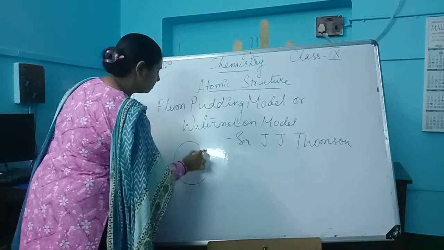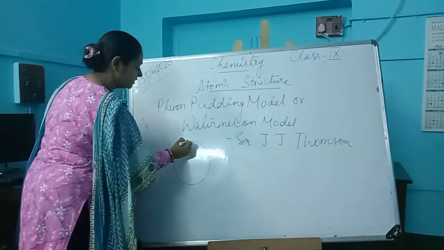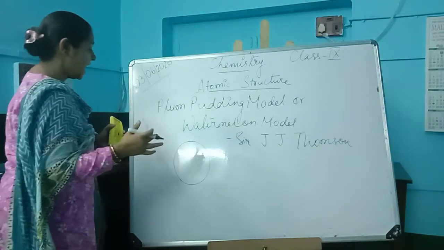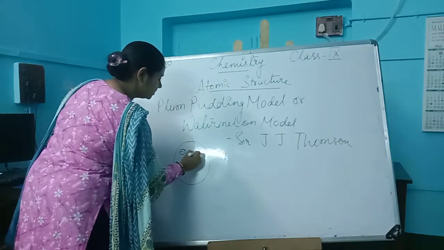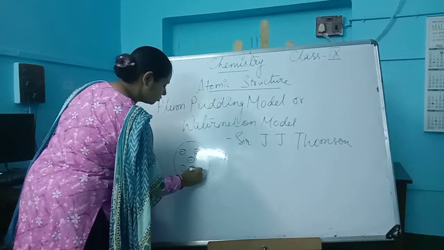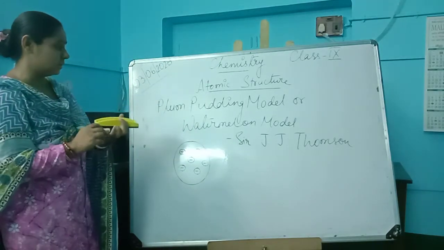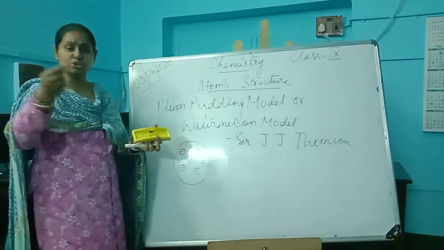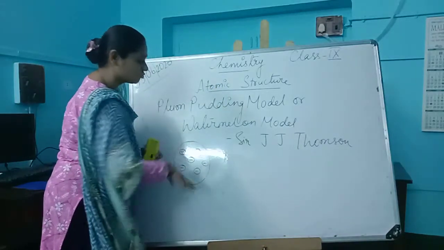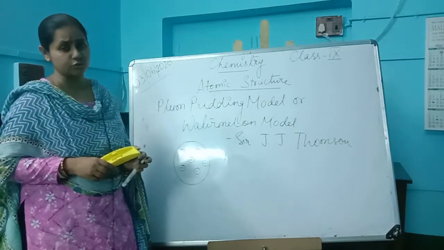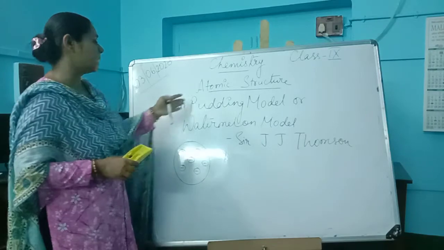Now, the moment he proposed the model, what he said was that an atom has a complete spherical structure like this, and the electrons are all scattered inside it. Like in a watermelon, you have seen the seeds are all scattered inside. In the similar manner, the electrons are scattered around inside over here. So that is why this model was called the watermelon model or the plum pudding model.